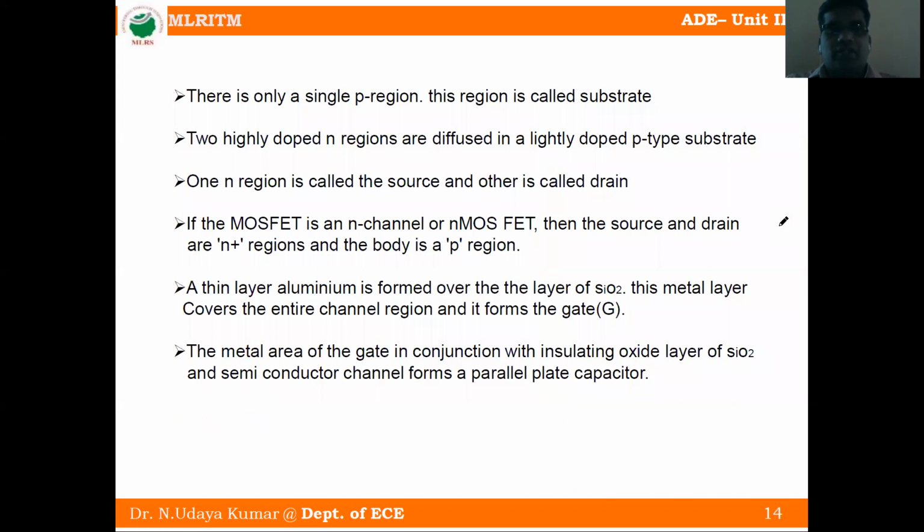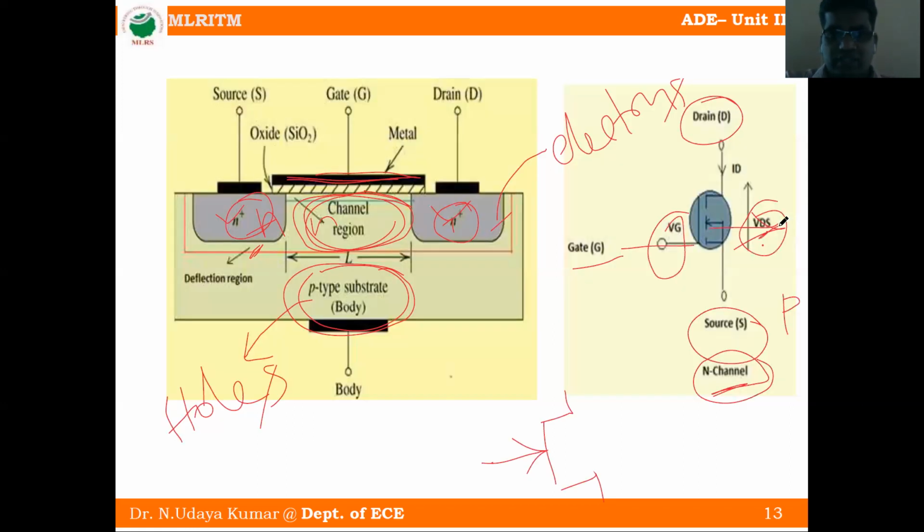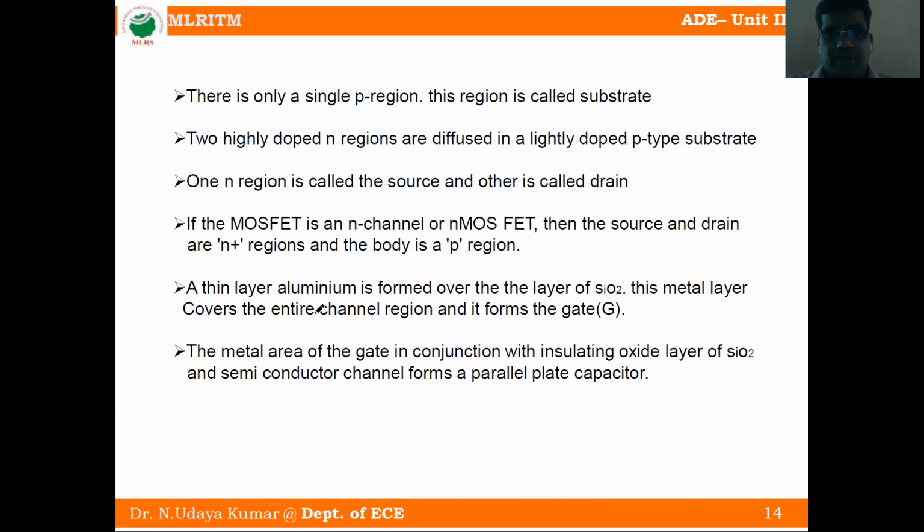Okay. So I will describe: there is only a single P region. This region is called the substrate. So this is only one P region. We call it the substrate. There is only a single P region. This region is called the substrate.